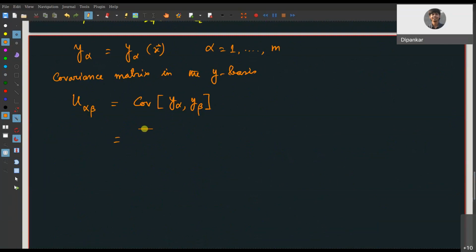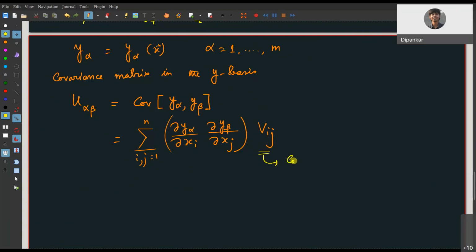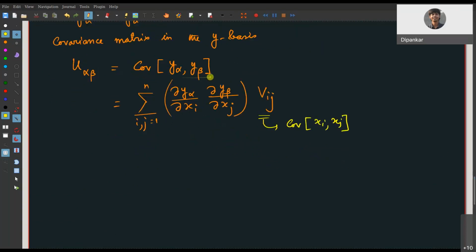So this is a straightforward generalization. This will be the sum over i, j equals 1 to n. You can write it as del y alpha del xi times del y beta del xj, times Vij. Again, by definition it's a symmetric matrix, since Vij is a covariance matrix. Remember, Vij is the covariance between xi and xj. So the covariance in the y basis is related to the covariance in the x basis via this rule.